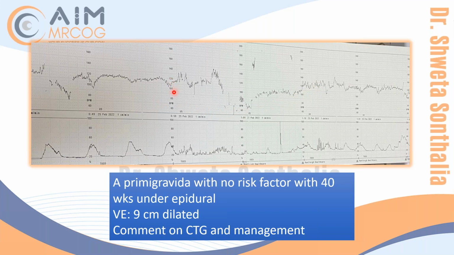Less than 100 is not baseline. The baseline is maintained somewhere in this range. Here it is not so clear. Here is a deceleration, so you cannot take it as baseline. And this is the baseline, here and here. Okay, very good. Now, what is the variability?